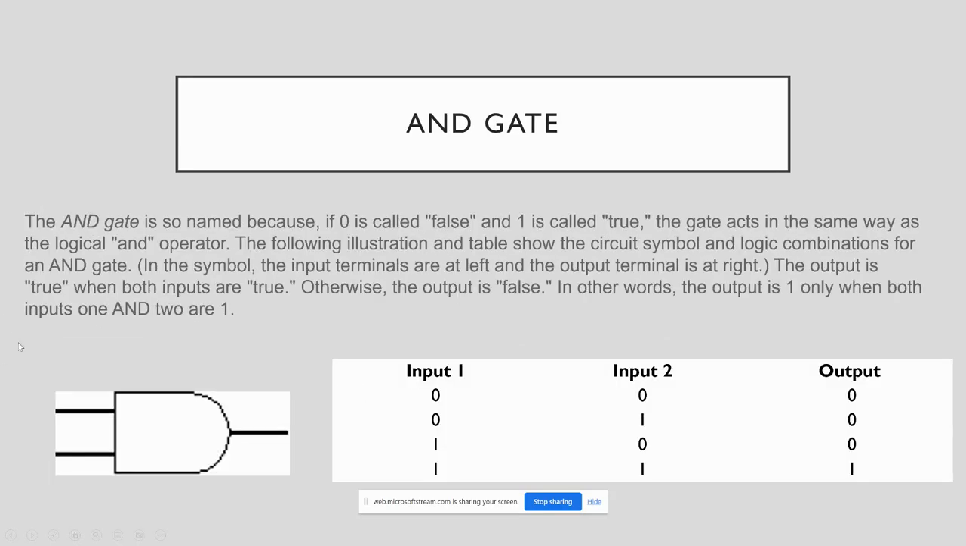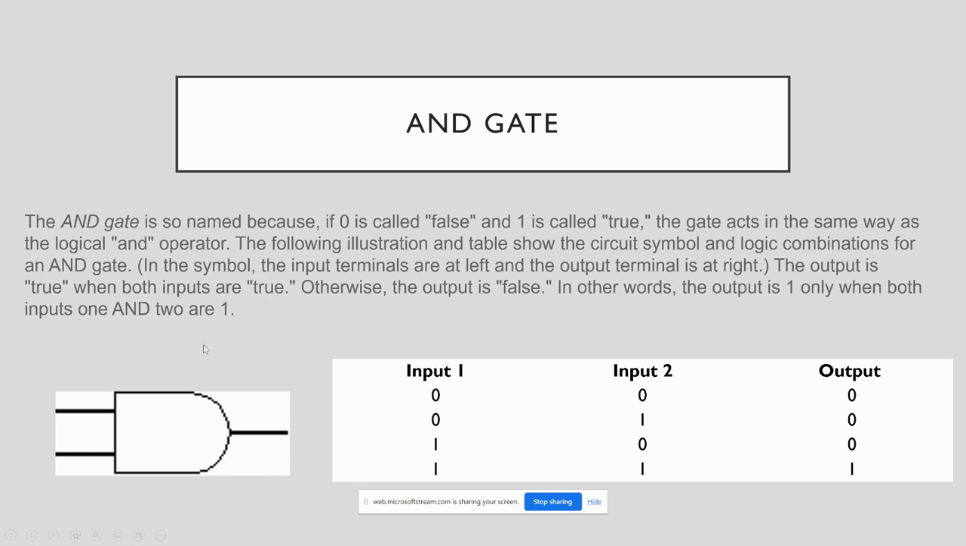Now we have the AND gate with two inputs. If it's 0, it's called false, and if it's 1, it's called true. So the gate acts in the same way as the logical AND operator. The following illustration and table show the circuit symbol and logic combinations for the AND gate.